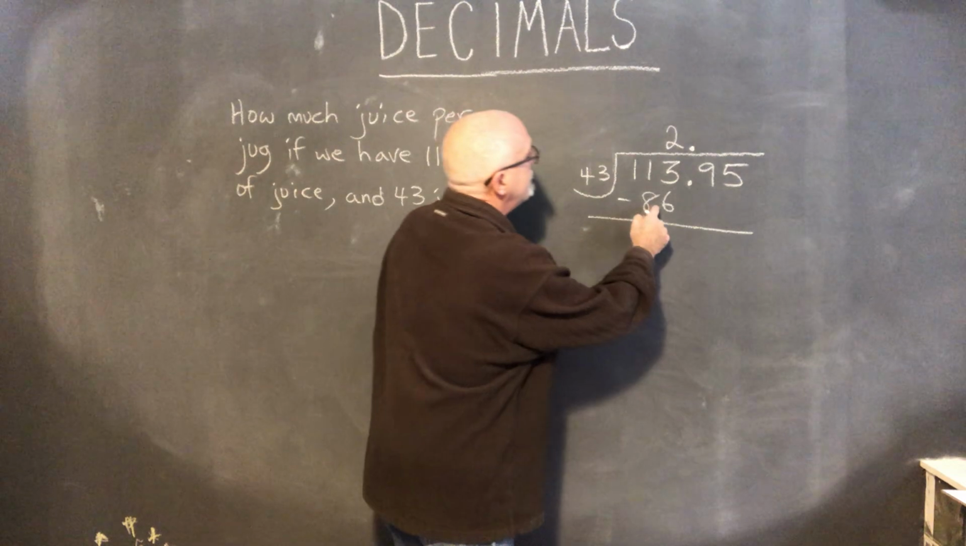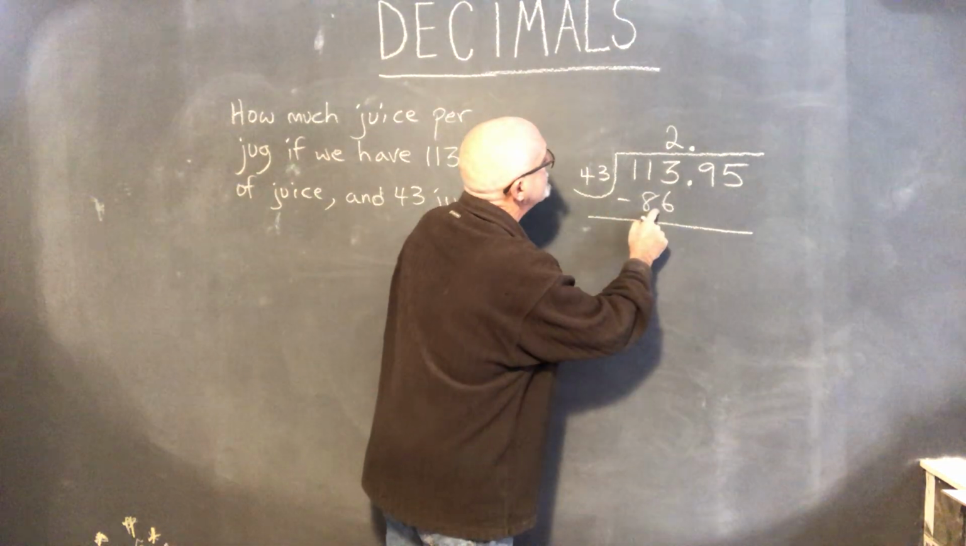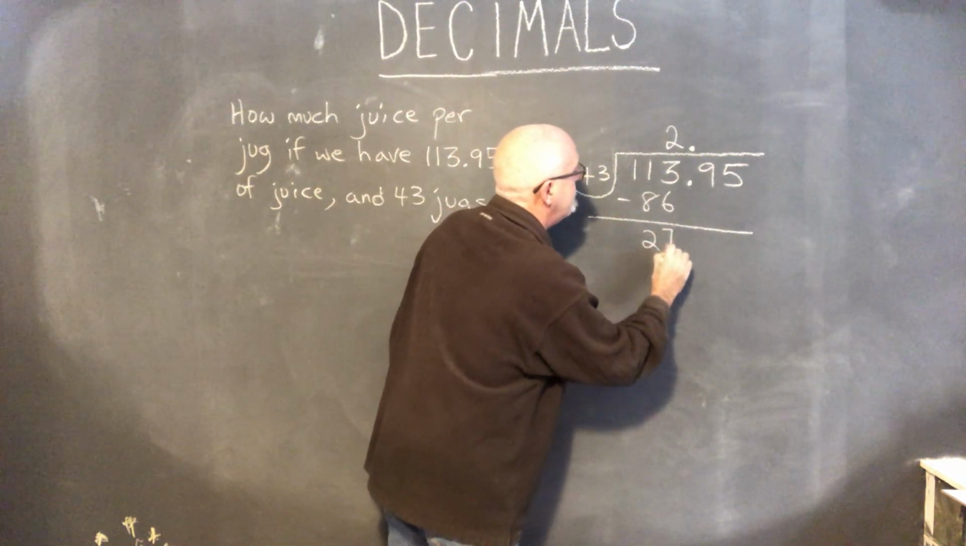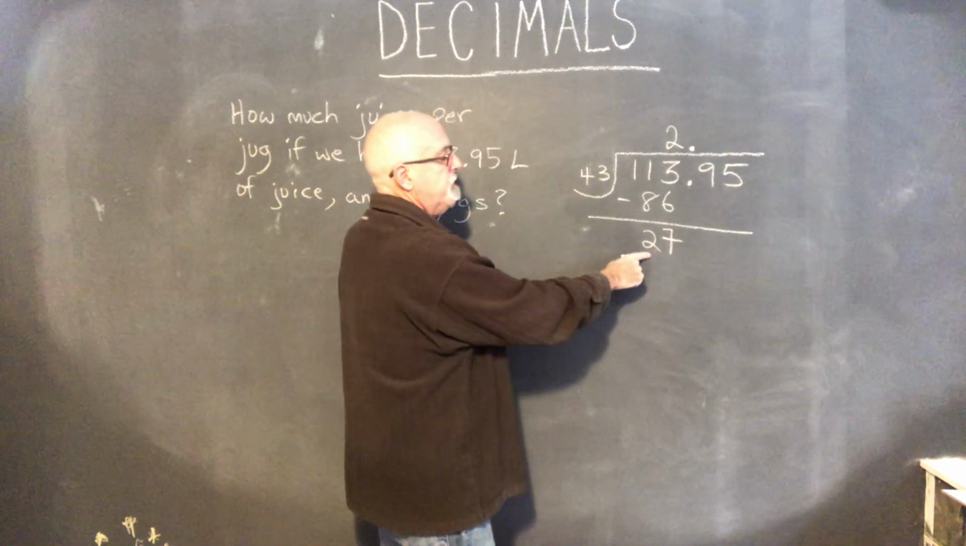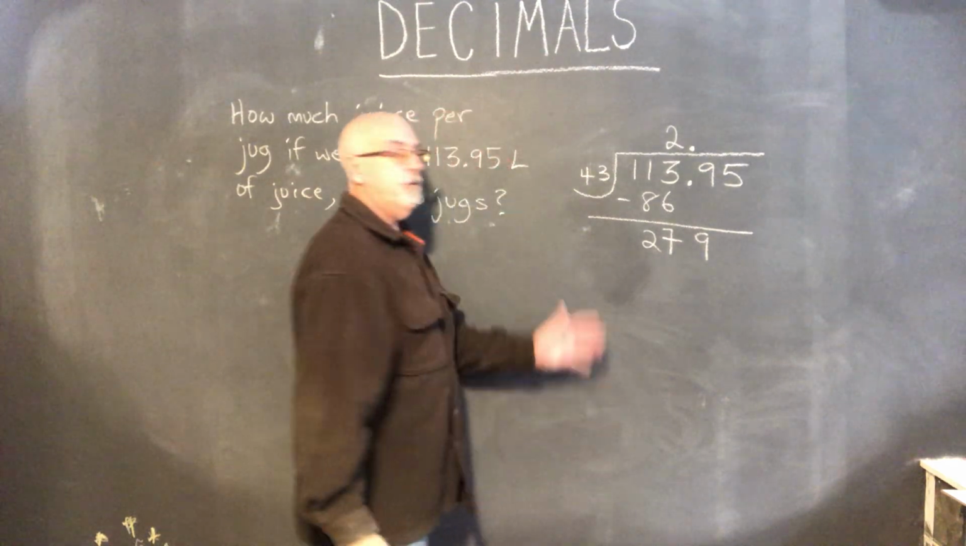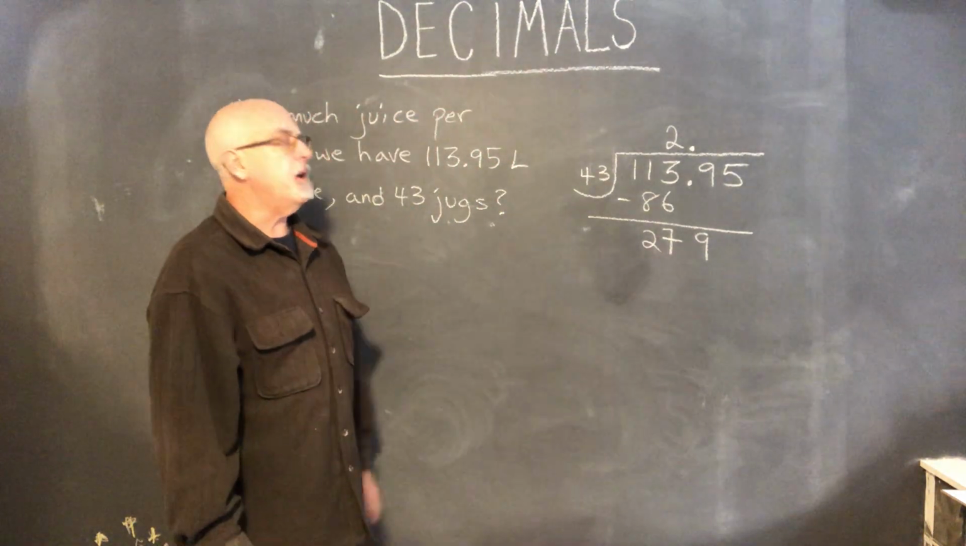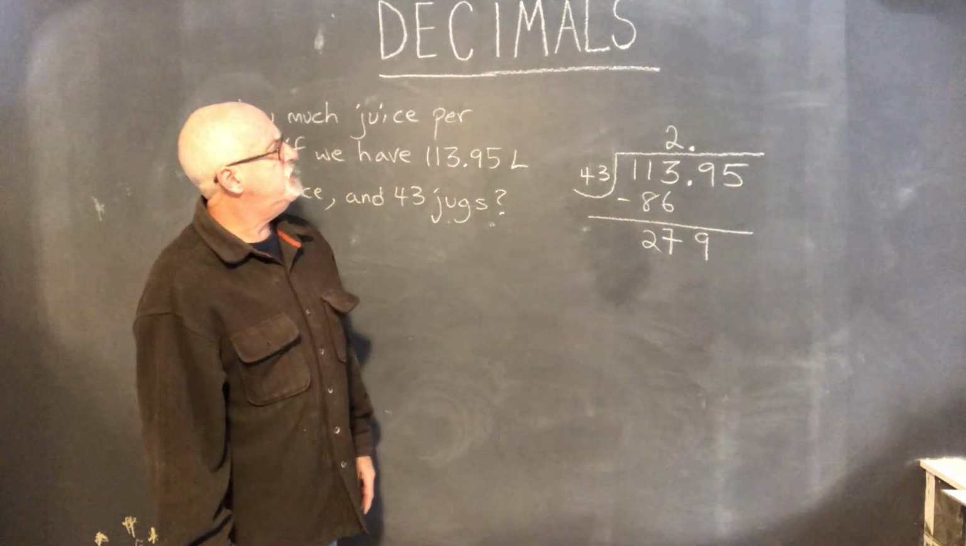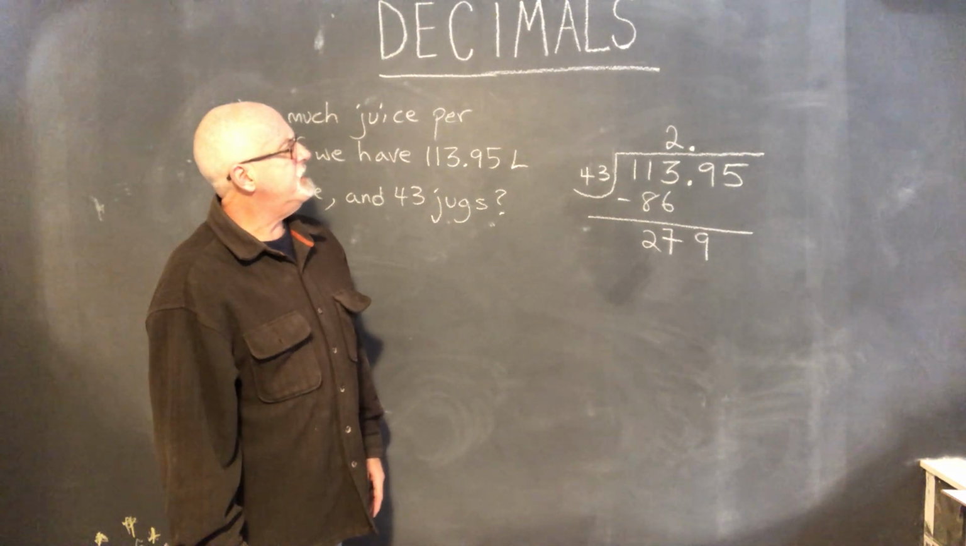So 86 from 113, that's going to be 27. Of course, 43 is not going to fit into the 27, so I'm carrying down this 9. And 43 will fit into 279. How many times? 6 times? 240. I think that's going to be it.